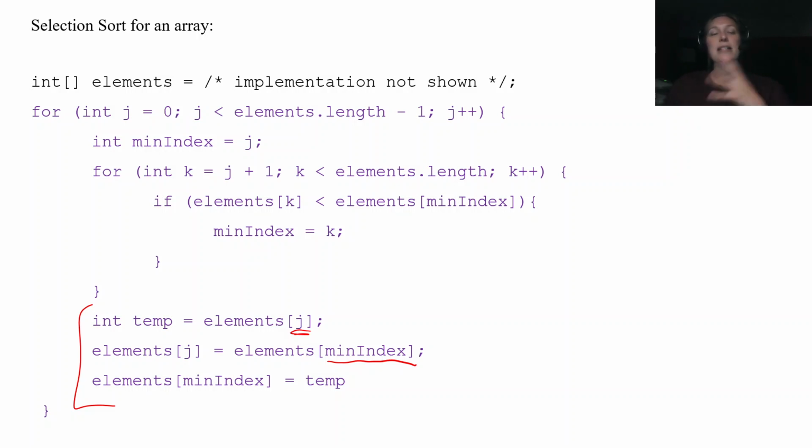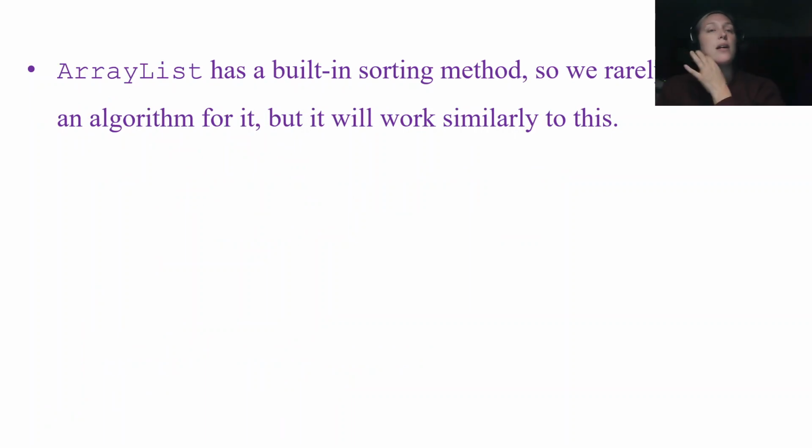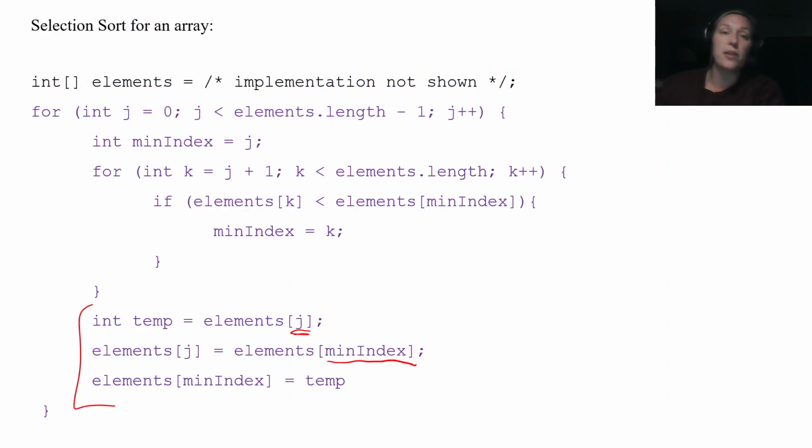Yeah, that's my selection sort. Beautiful. Okay. Now this is for an array. A couple notes about an array list. ArrayList does have built-in sorting methods, so you don't really code an algorithm for sorting arrays. It works very similarly to this, right?